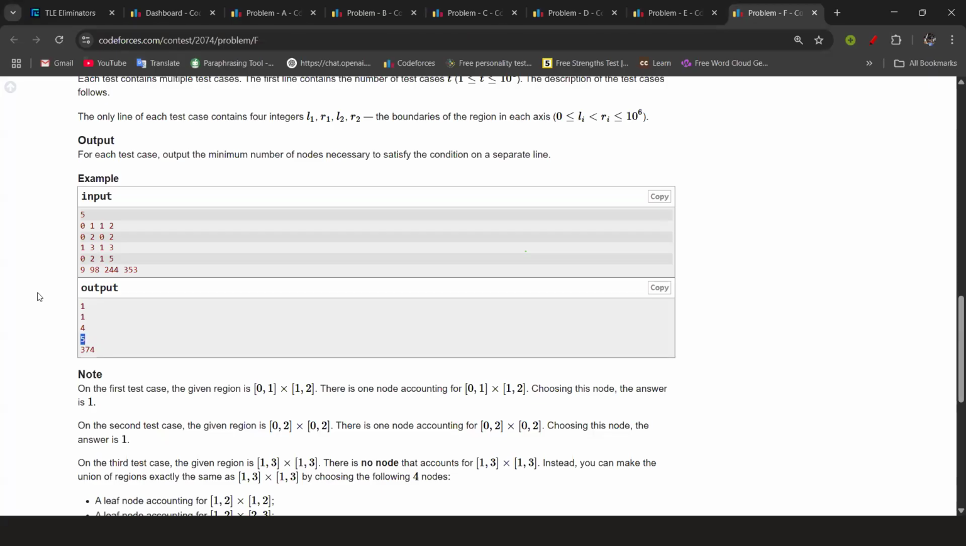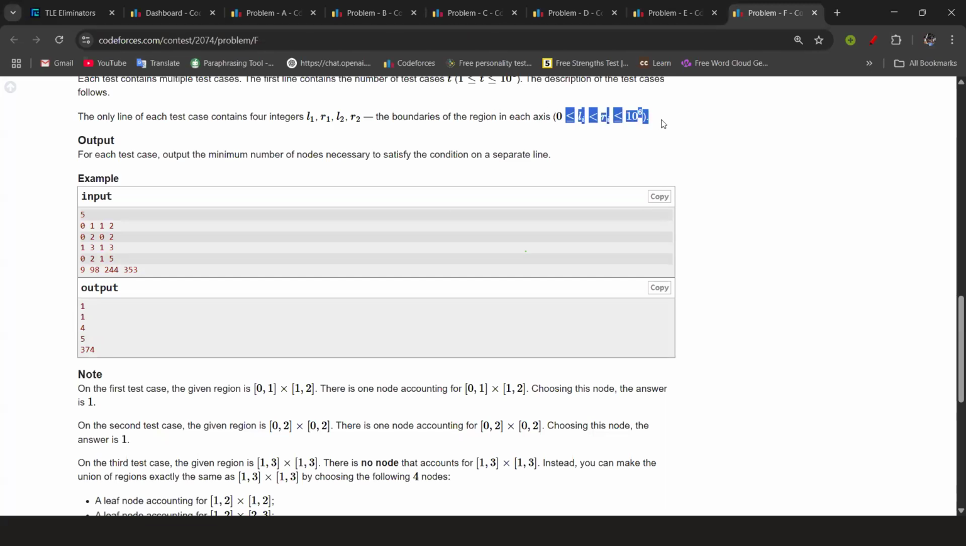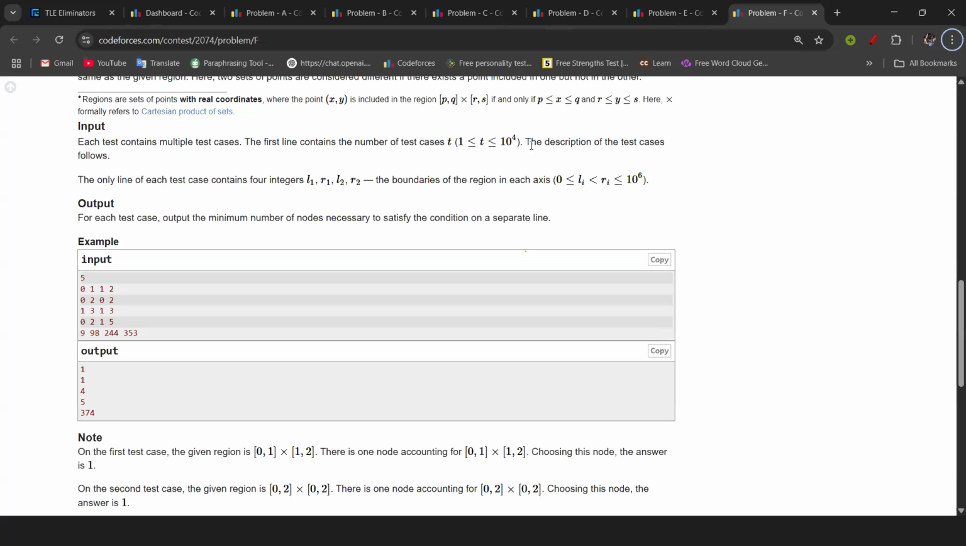I hope the problem is clear to you now. Now you just need to find out, with the given constraints, L and R go up to 1e6, and there are 1e4 test cases. For every test case, 1e6 doesn't mean you can do some order of L or order of R. You have 1e4 test cases also. There is nothing given like sum of L. So you cannot run even O of L. You have to do it in log L or log R time.